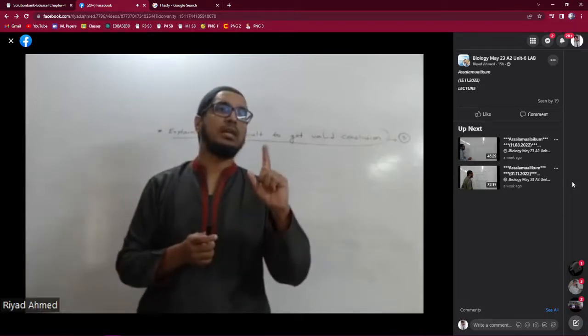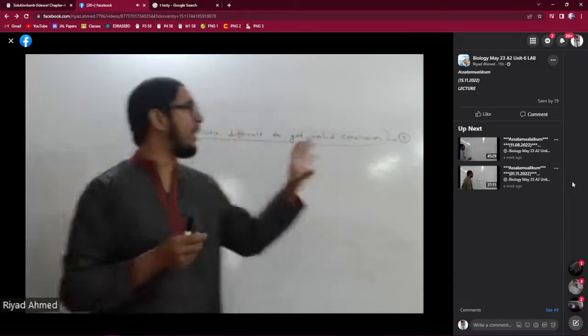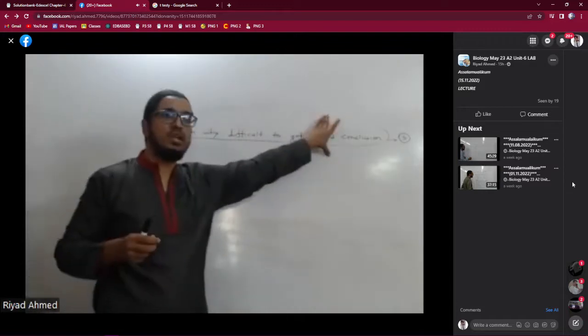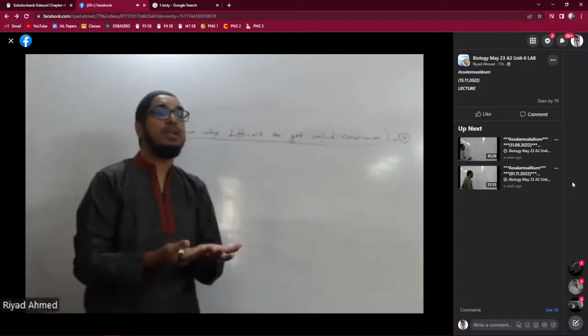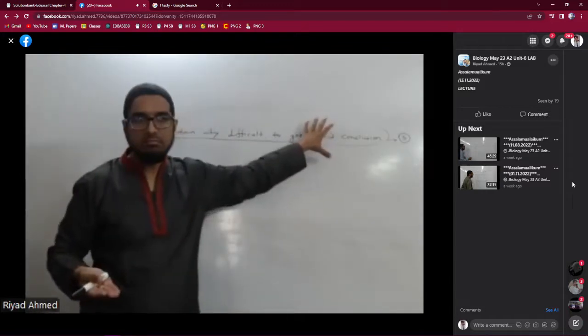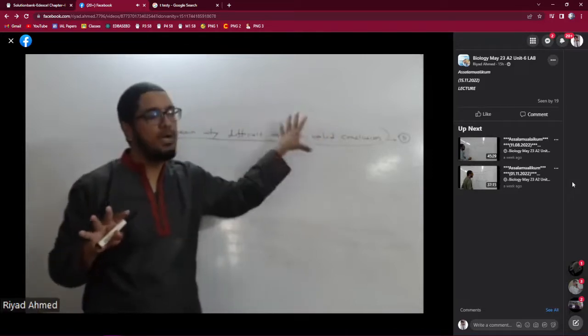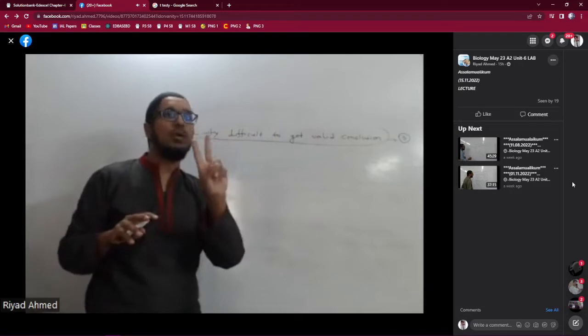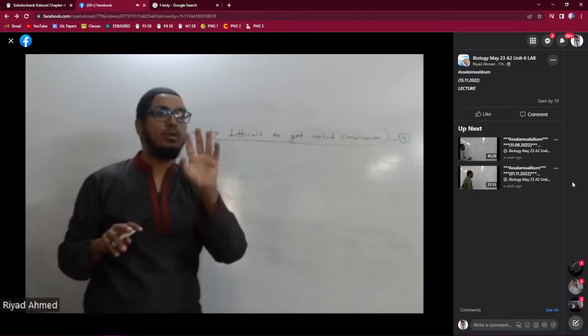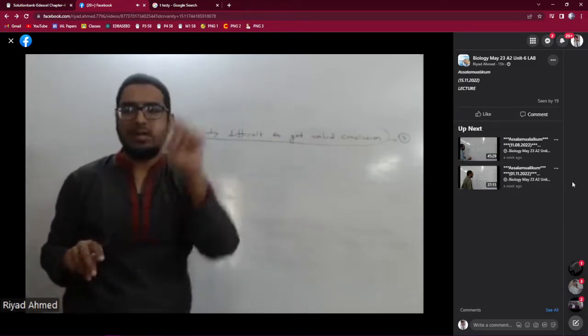So what is the common dialogue? That means if any question is related to this, difficult to get valid conclusion or why the experiment is not valid. Am I clear? If this type of question comes, remember it is 3 marks, but 2 marks are the common dialogue. What is the common dialogue? I'm telling this, right.